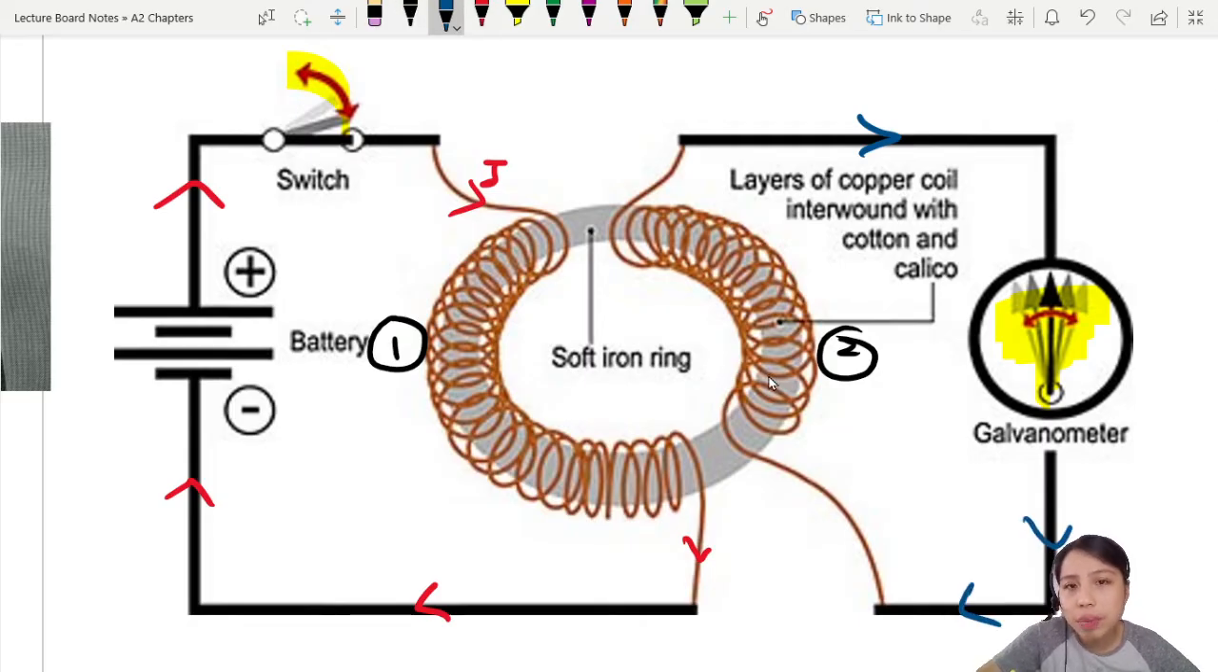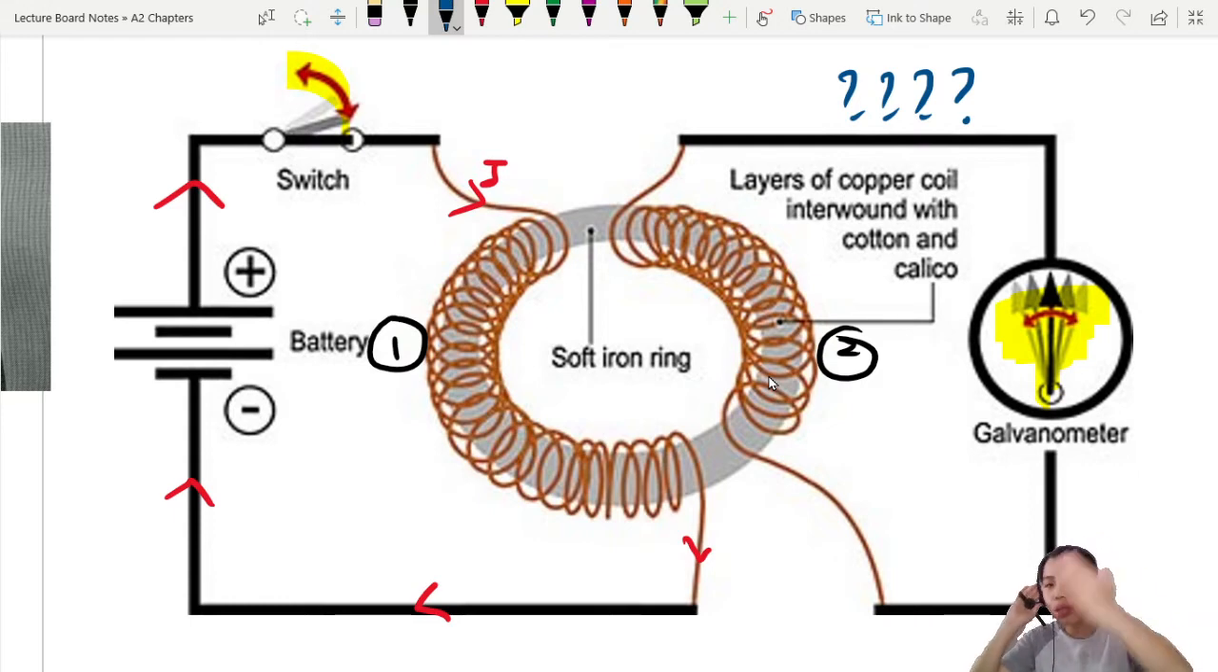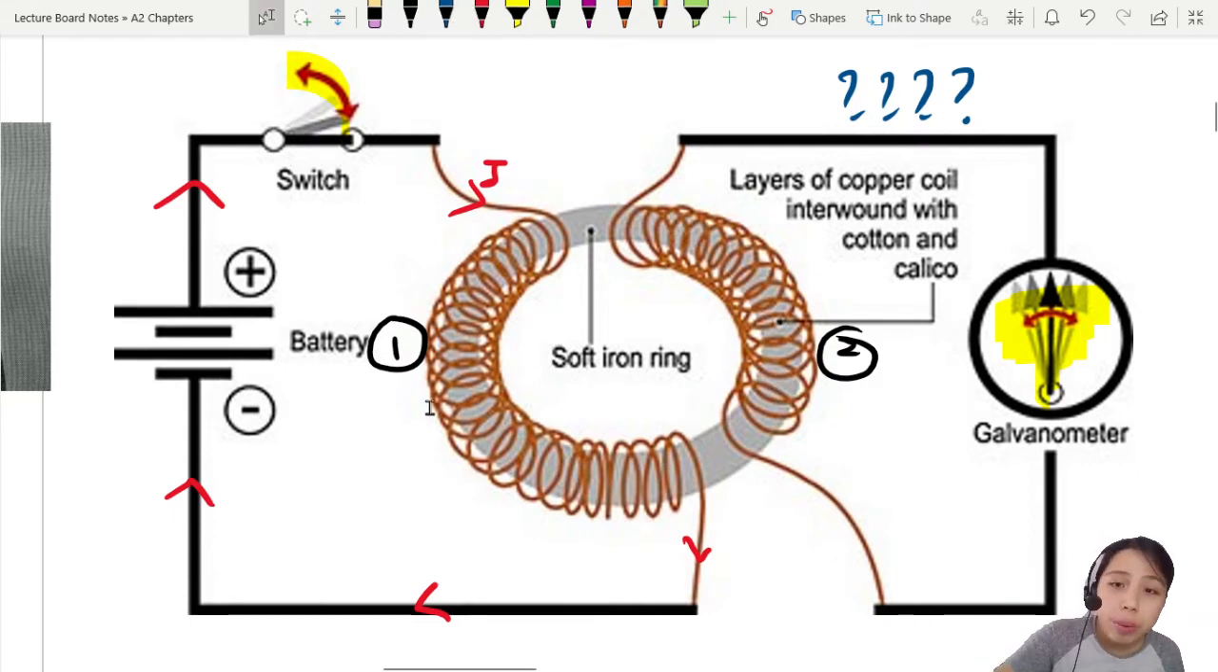Sometimes it changes direction. But how is that possible? There is only current on the left coil, on the left circuit. How is there current appearing on this side? Well, my friends, this is called induction. Current induced in the second coil. So he came up with the law.